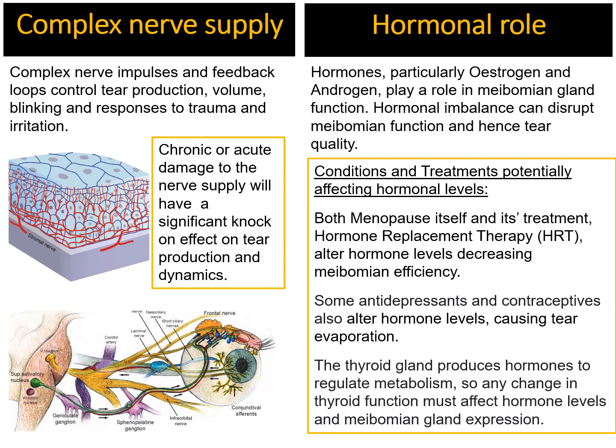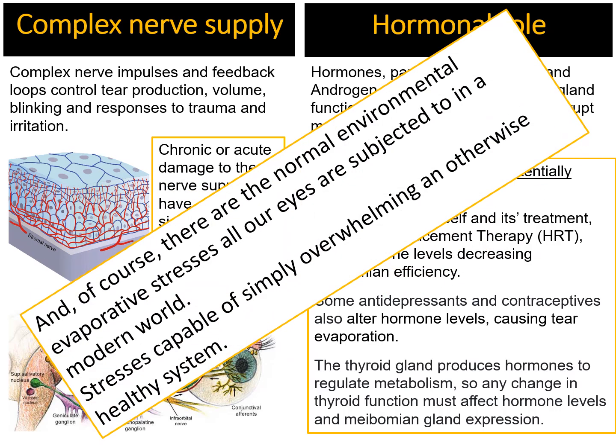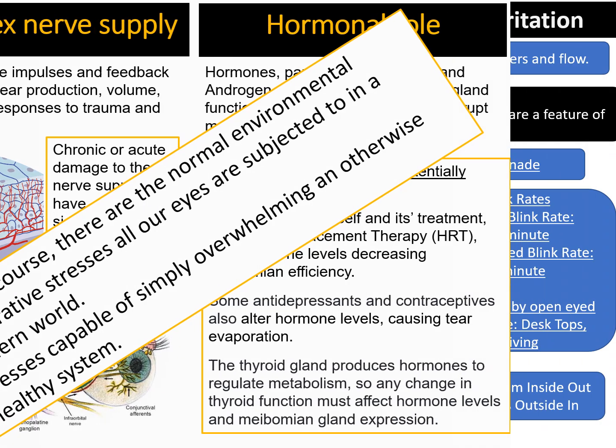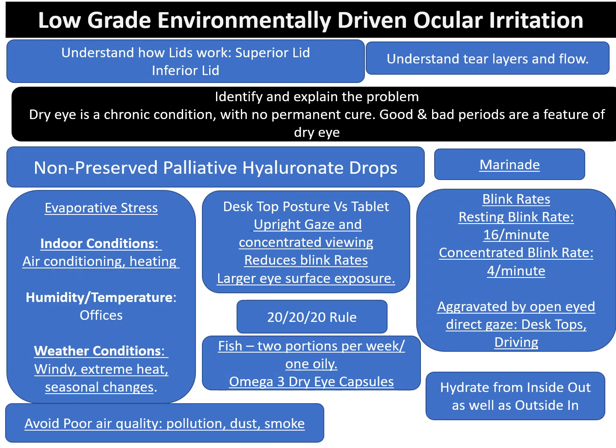These are important in meibomian gland health. And obviously, a hormonal imbalance will disrupt meibomian gland and tear quality. And of course, there are the normal environmental evaporative stresses all our eyes are subjected to in a modern world. Stresses capable of simply overwhelming an otherwise normal system. On that subject, due to environmental conditions and despite having perfectly healthy eyes, many of us will experience low-grade ocular irritation.